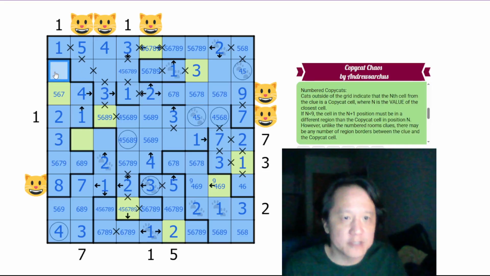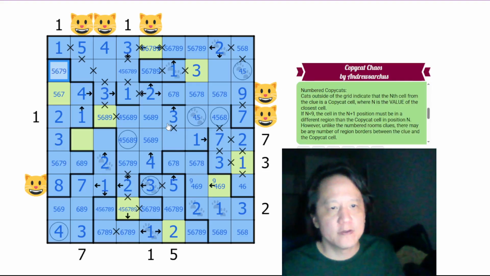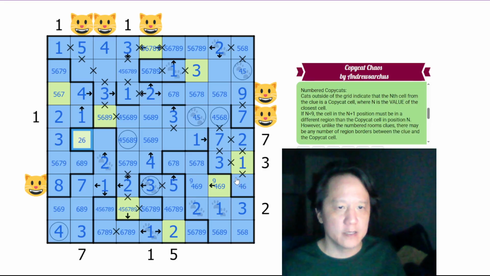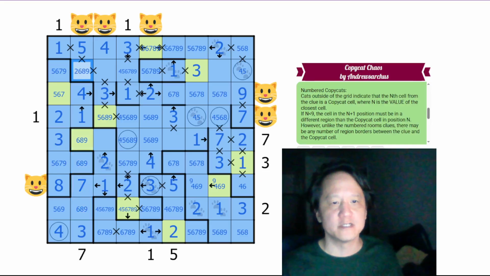Okay, we have 5, 6, 7, 9 left in column 1. Column 2, we have 2, 6, 8, 9 left. And this can't be 2 because of 2 in the row, so it's 6, 8, 9 as a triplet, which eliminates 6, 8, 9 in the rest of the column. So no 6, 8, 9 there. It's 2.